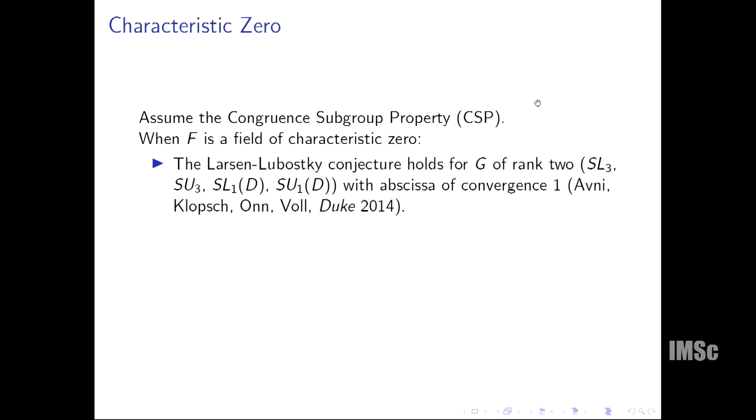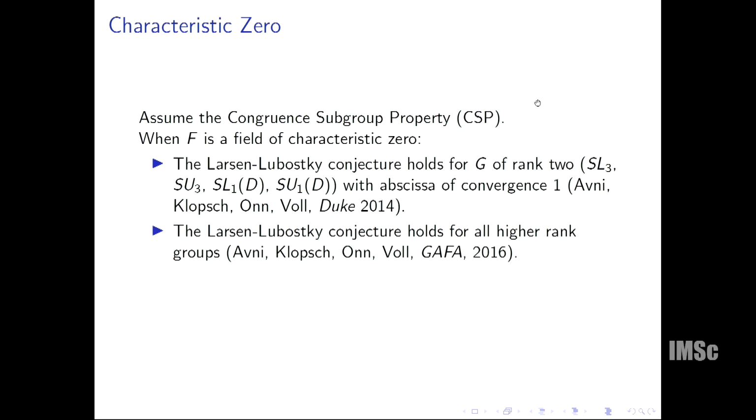So there are some technical conditions, field of characteristic 0, and the Larsen-Lubotsky conjecture was proved for groups of rank 2. So basically these are groups SL_3, SU_3, SL_1 over a division algebra of rank 3 and SU_1 of a division algebra. So this was proved using p-adic integration techniques in 2014, and they also proved it for all higher rank groups, but the operative word here is characteristic 0, which means the fields that come from rational numbers.